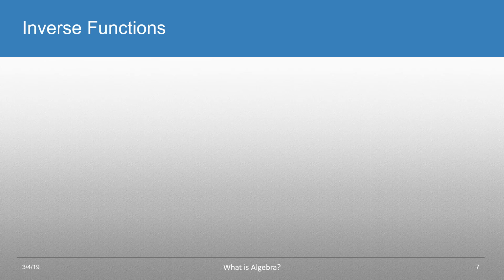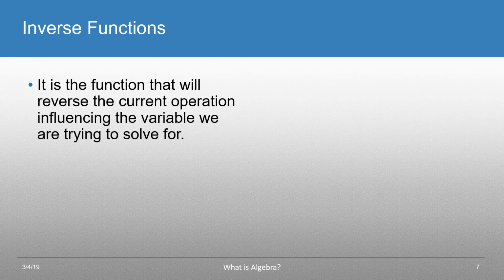and ultimately what algebra is going to be doing is helping us solve for missing variables by using inverse functions. So this is how it's going to work. An inverse function is the function that will reverse the current operation influencing the variable we are trying to solve for. Wow, that was a mouthful. What did I just say? Well, here's an example. So let's say I have this equation.